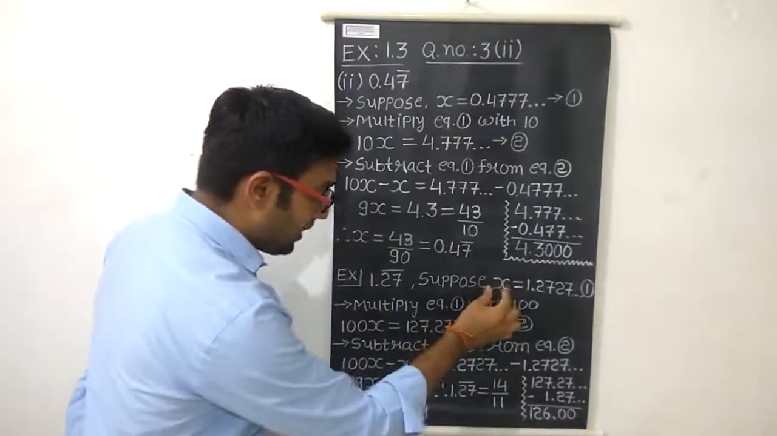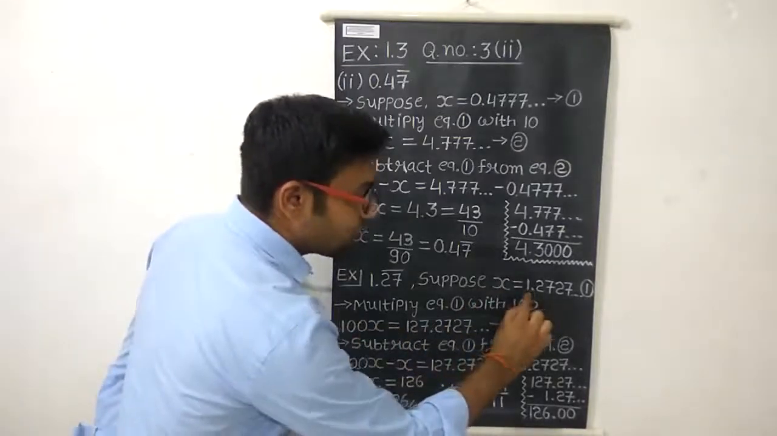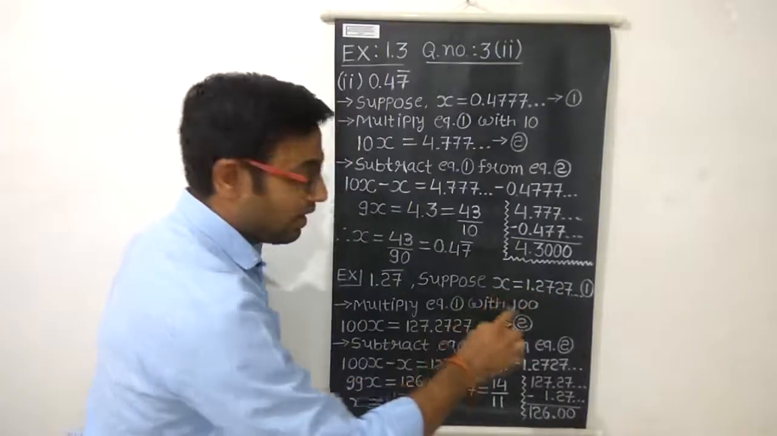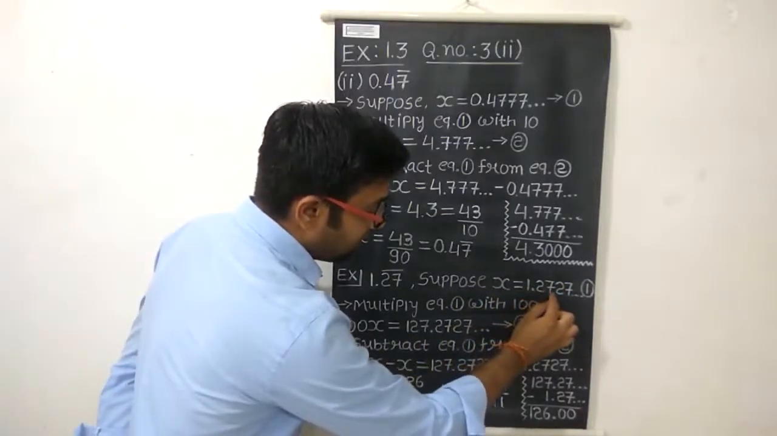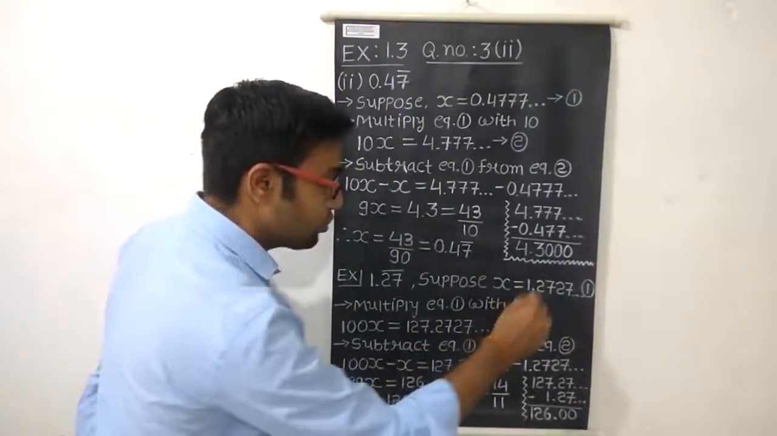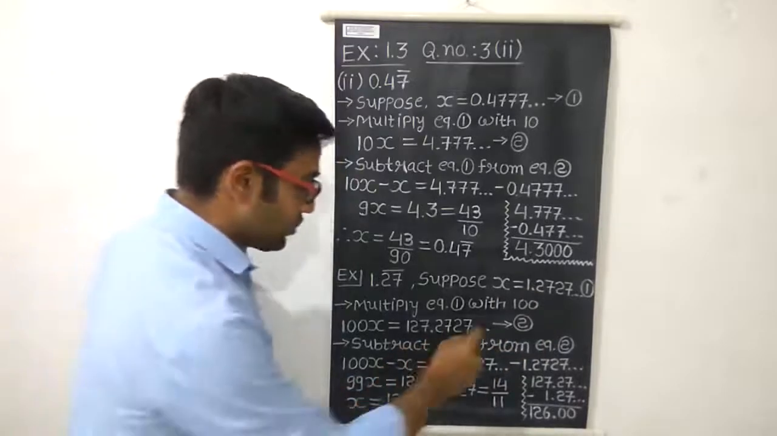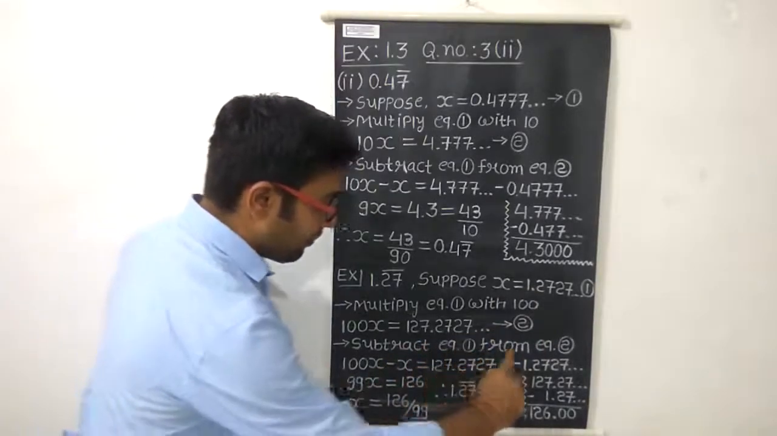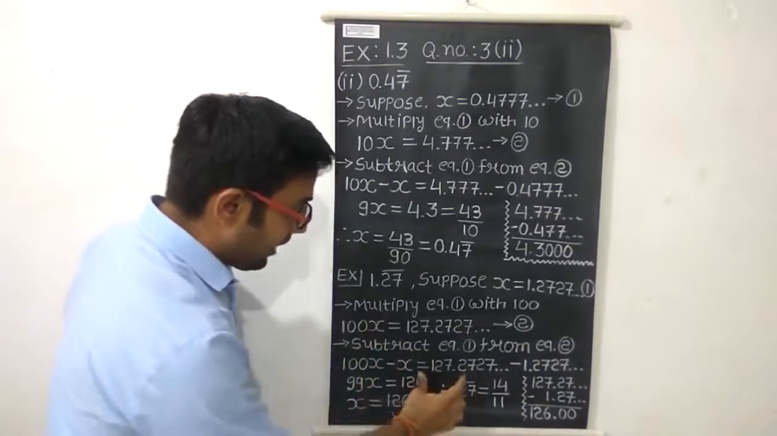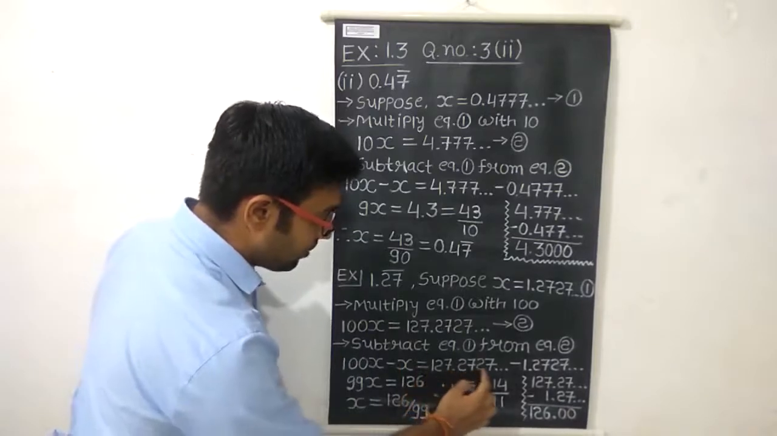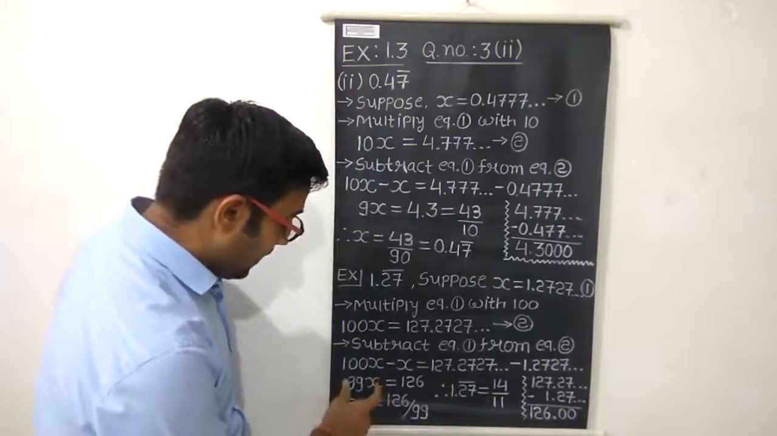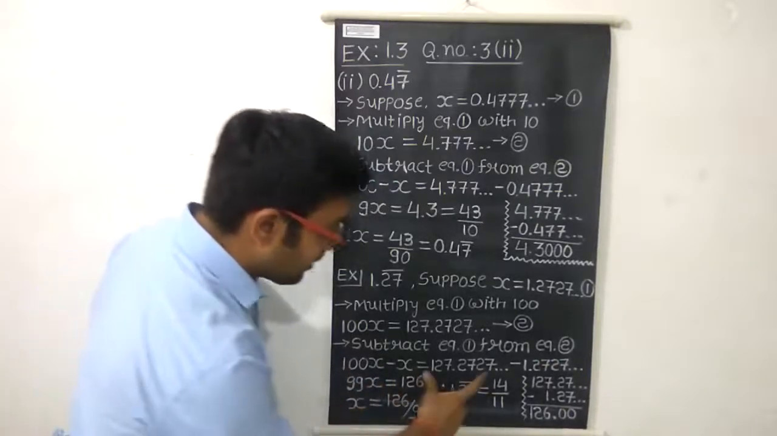What we will get? 100x is equal to, now this point gets shifted 2 places to the right because we multiply it with 100. So by shifting it 2 places to the right, this number becomes 127.272727. Give it equation number 2. Subtract equation number 1 from 2. We will get 100x minus x on the left hand side, and right hand side we will get 127.2727 minus 1.2727. So here we will get 100x minus x, that is 99x, and this subtraction is here.